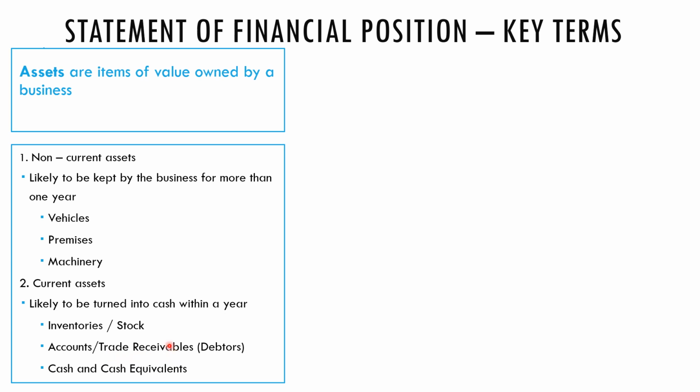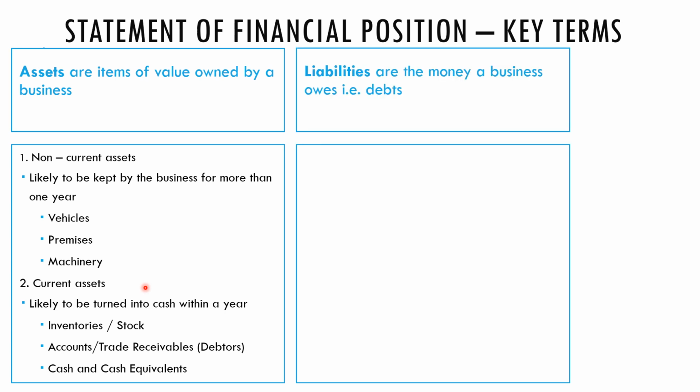The final asset that is likely to be turned into cash within a year is, well, cash. If the business has cash in the bank, this is a current asset and would be shown as such on the statement of financial position. The next category is liabilities.